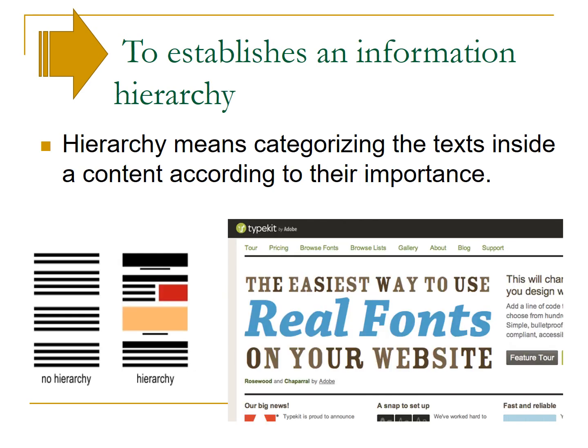Next, typography is used to establish an information hierarchy, which means categorizing the texts inside a content according to their importance. You can use different font types and sizes to differentiate the texts that are most important. You can highlight important topics by using bigger font sizes. This will help the audience to easily determine the information that they should pay more attention to.